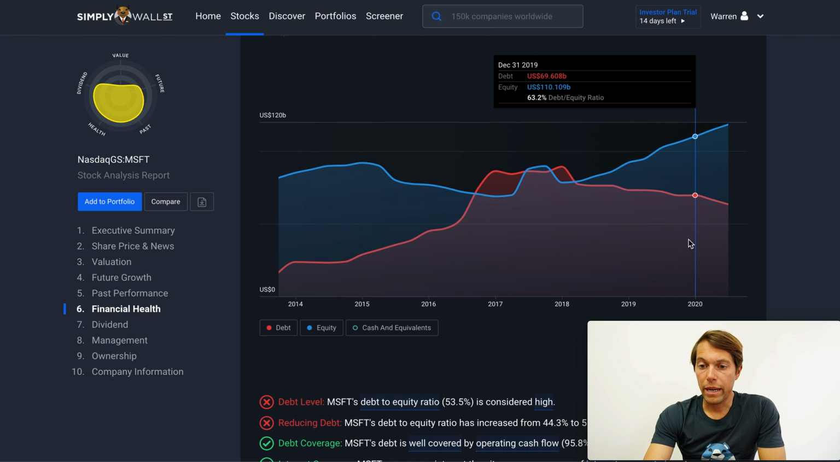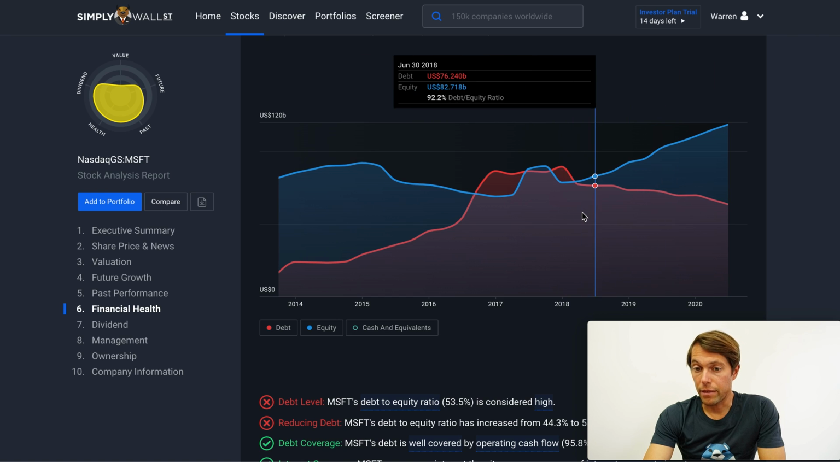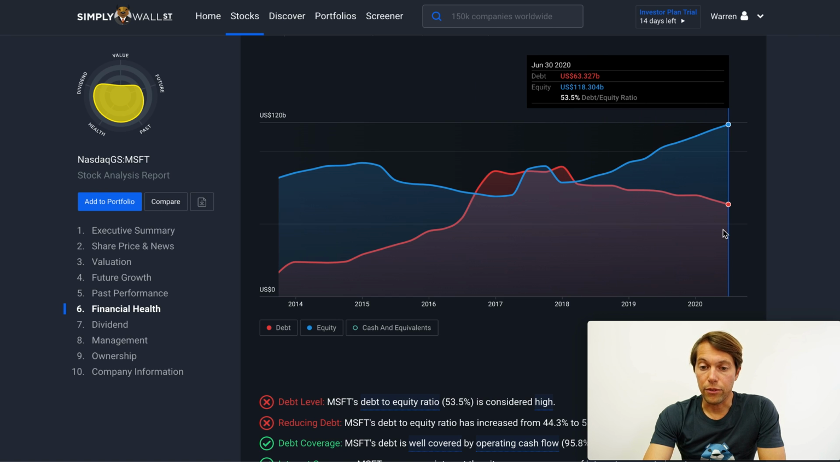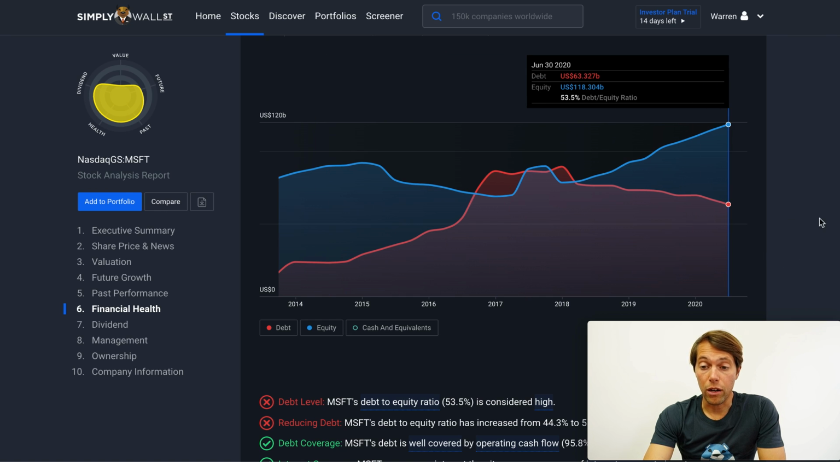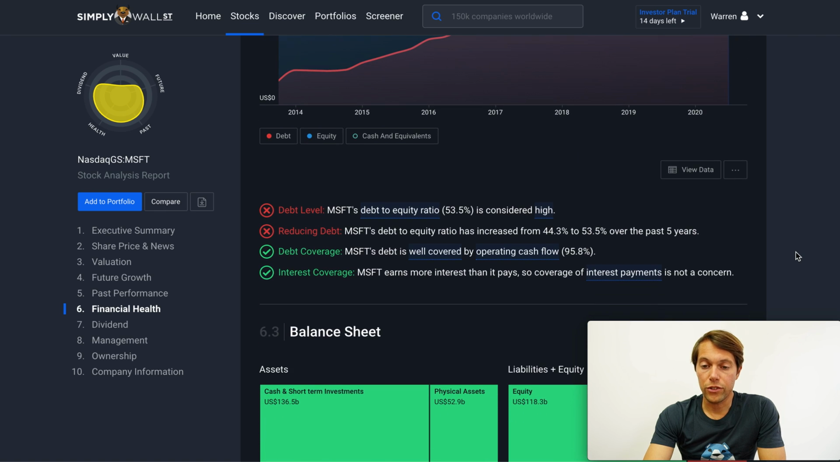And so what we can actually see here is that, first of all, Microsoft does have some debt. It's actually been reducing that level since 2018, but compared to, say, 2014, the debt level is still quite a lot higher. And for that reason, you can see in our Snowflake checks that it fails the first one, it fails the second one, which is all about has it been increasing or decreasing, but the coverage of the debt is actually looking quite good, which is to do with, is it covered by operating cash flow, and are interest payments on the debt well covered?